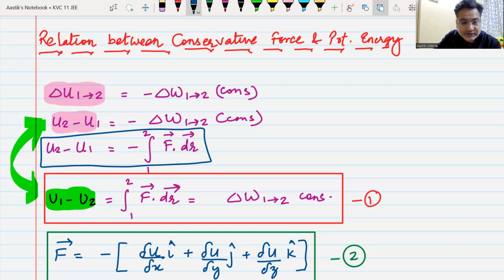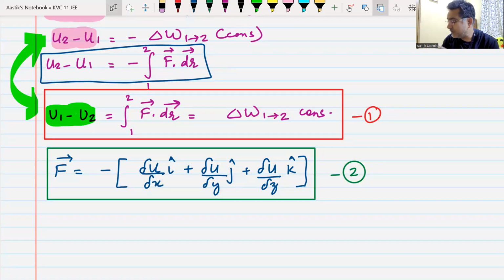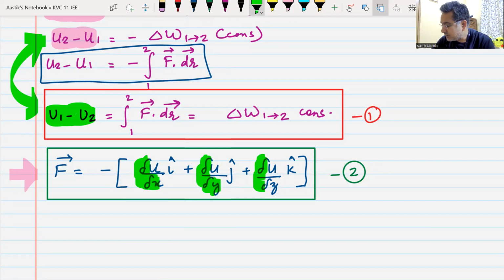The second example, we had seen how we can find out force when the energy function is given. And this del by del x, or del by del y, or del by del z comes into the picture here. What is this del? Any idea? What is this del? This del is a mathematical operator.